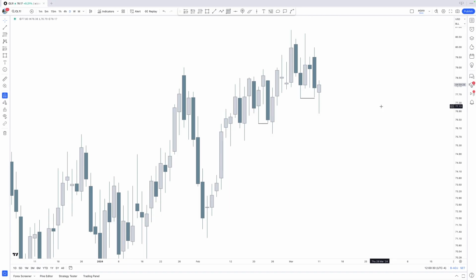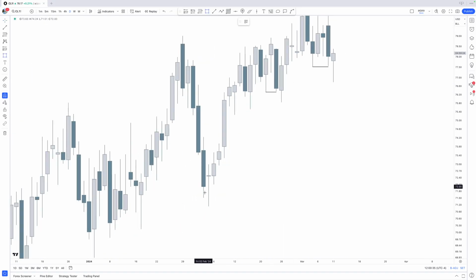When we talk about the last line of defense, we look at any order flow leg that we have going higher right there. And we can break that down again.